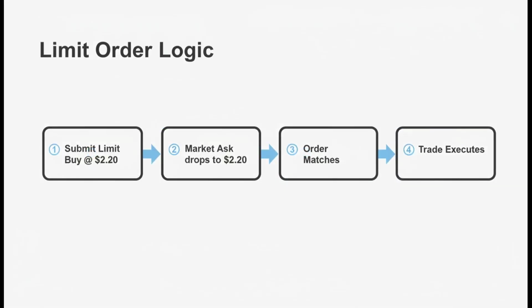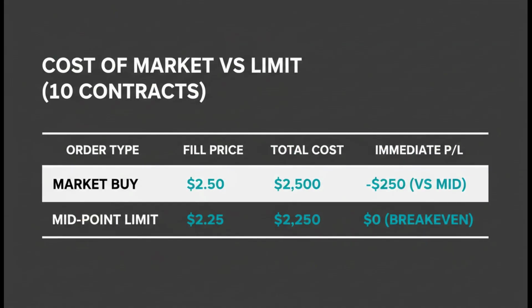Conversely, a limit order specifies the maximum price you are willing to pay or the minimum you will accept to sell. This grants you price control but carries the risk that your order may not fill if the market moves away from you. For options trading, this is generally the preferred method. It allows you to work the order by placing a bid near the mid-price, rather than surrendering the full spread width immediately. Let's look at the math to understand the why behind using limit orders.